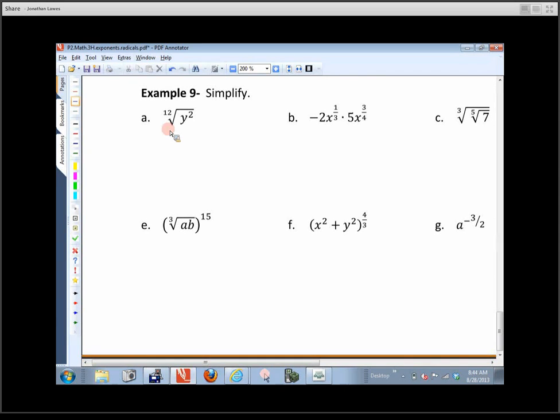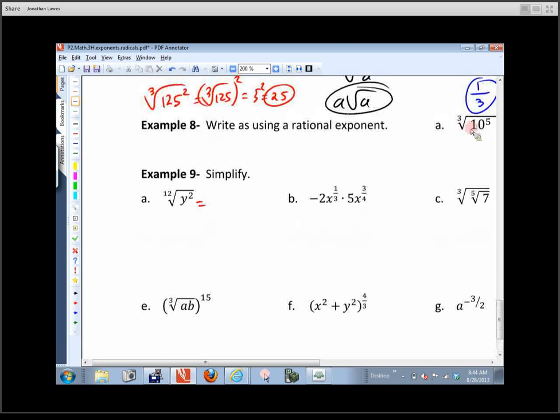Certainly doesn't look like it. But here's the cool part. There are times when working and thinking of things in terms of radicals is really good, and then other times, even if you don't like fractions, working with rational exponents is better. So let's take this, and let's just do what we did right up above. Let's write it using a rational exponent.